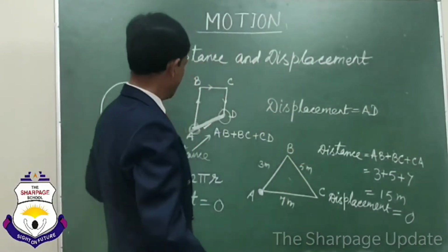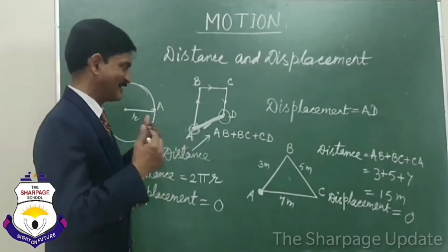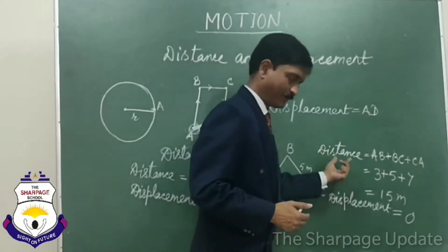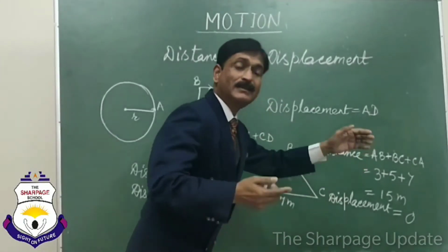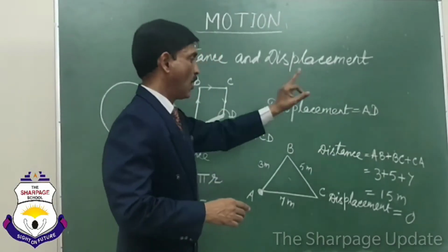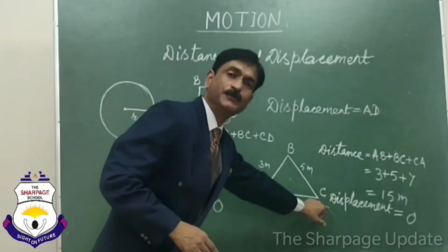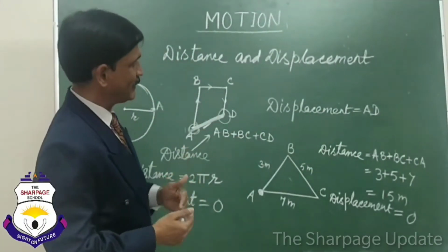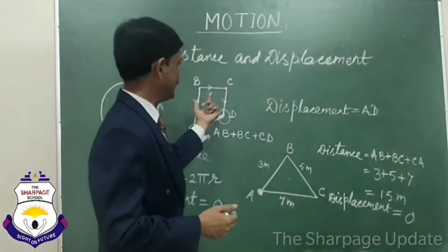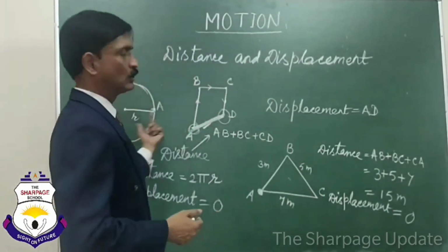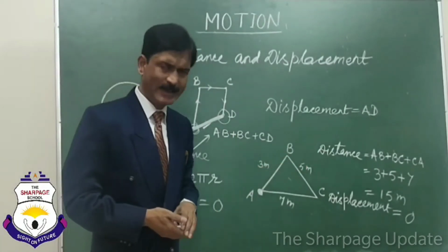So these are the two examples by which we can see that distance is always positive, but the displacement can be positive and maybe zero. Distance can never be zero. Displacement can be positive as in this case, and displacement can also be zero, as I explained to you through these two examples.